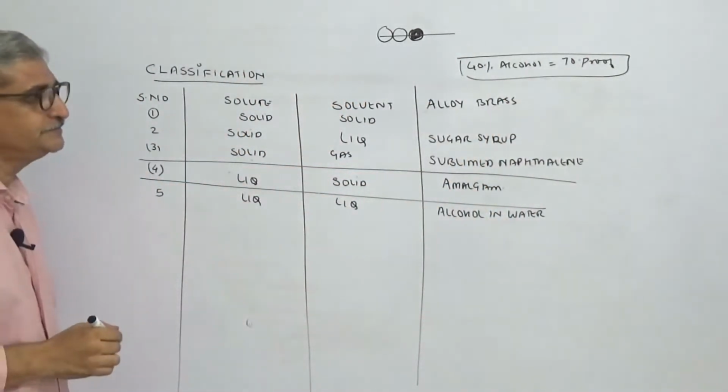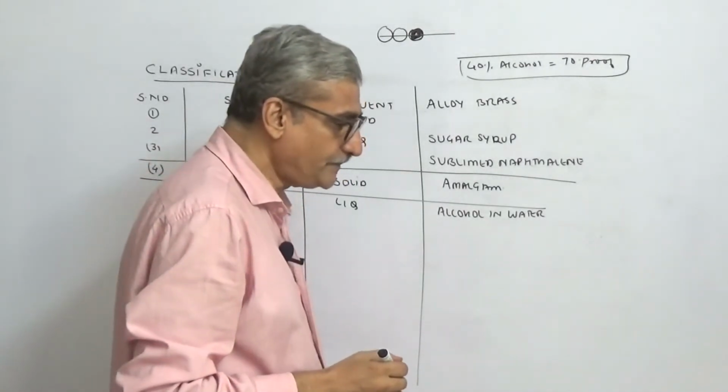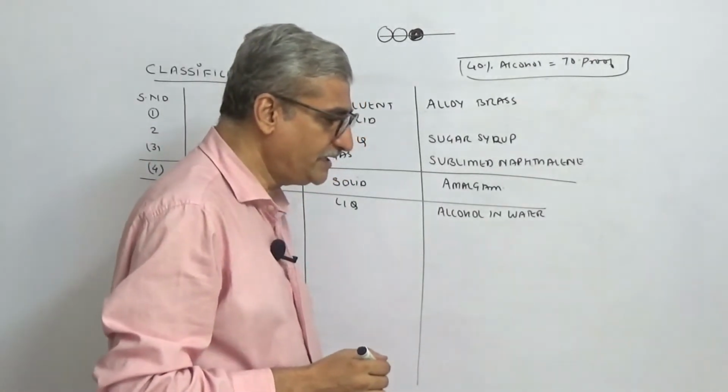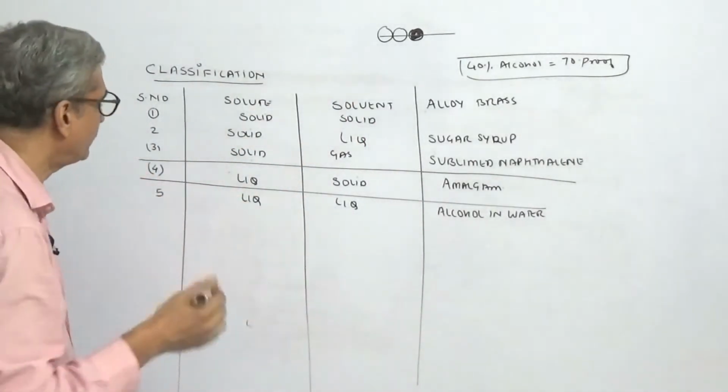Is this clear? So 100% alcohol is 175 proof. Okay, that's another way. 100% alcohol is 175 proof.